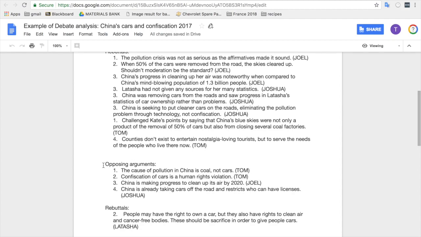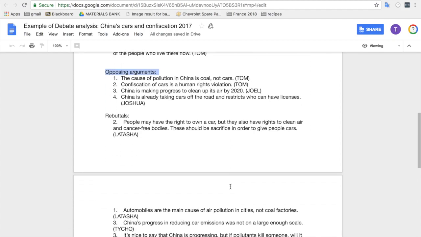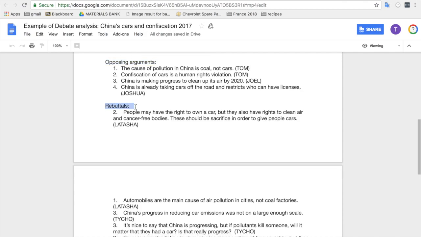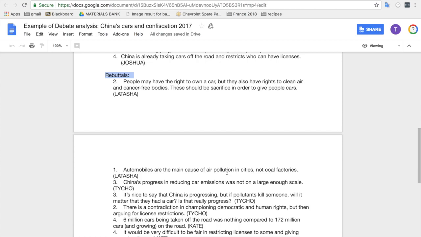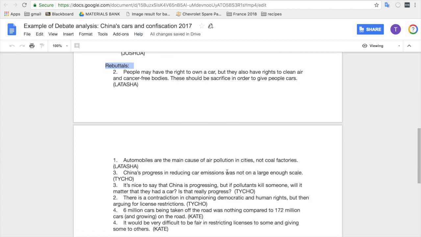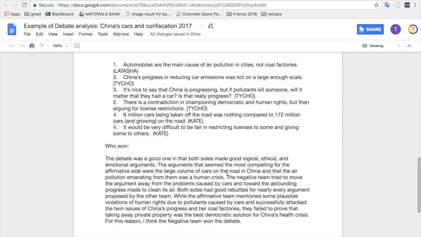Do the same for the opposing arguments. Again, what were the arguments with the names, and then what were the rebuttals for each of these arguments, again with the names. Now, finally, you need to write an analysis of the debates. So in the analysis, you say who won the debate and why did they win it.